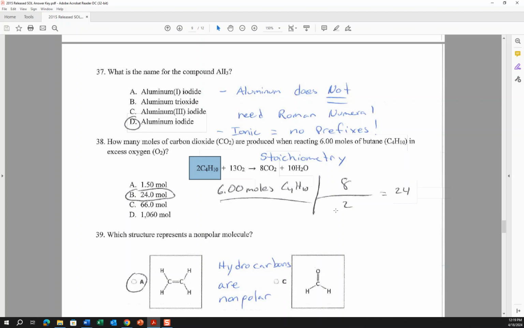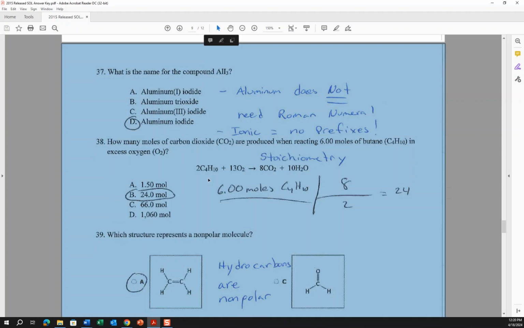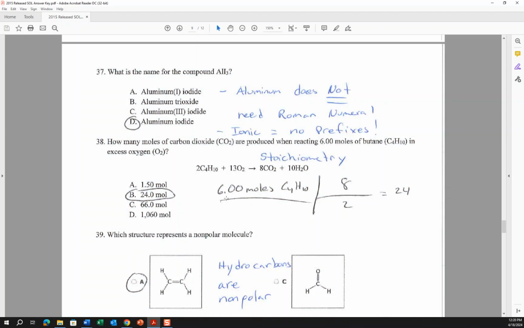So we'll do one more, and then that'll be the end of part 2, and then we'll start part 3 with number 40. Okay. So which structure represents a nonpolar molecule? Remember, nonpolar means it's symmetrical. If it's asymmetrical, it's going to be polar. So this is not symmetrical. This is not symmetrical. This is clearly not symmetrical. This is symmetrical. It's nonpolar.